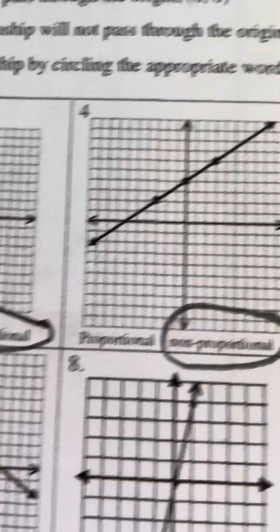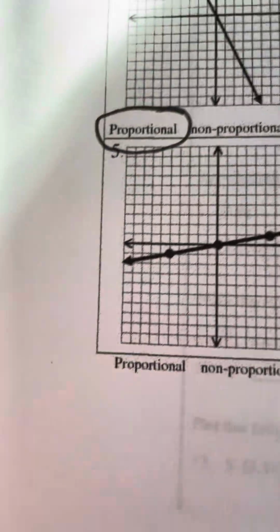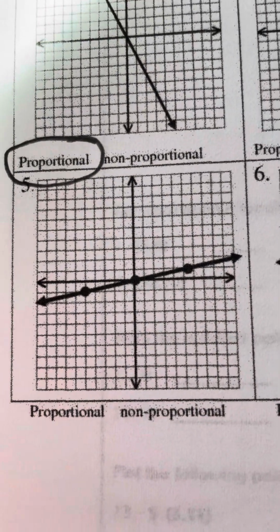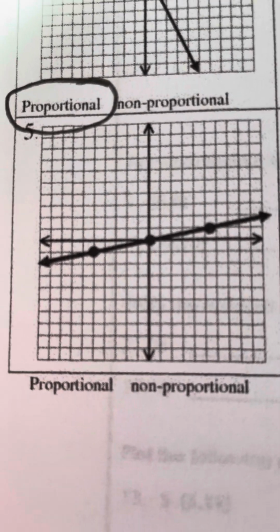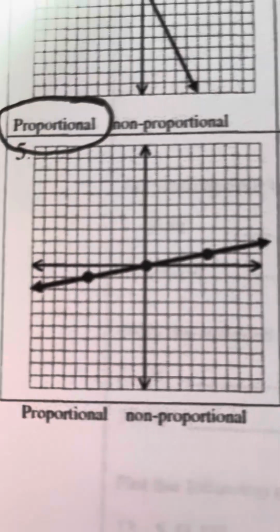Okay, 5. Let's take a look at 5. It's either proportional or non-proportional. Well, it is in the origin, and it passes it.